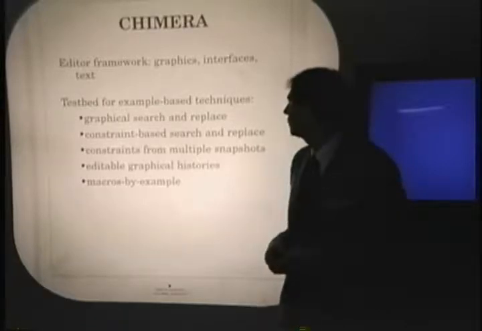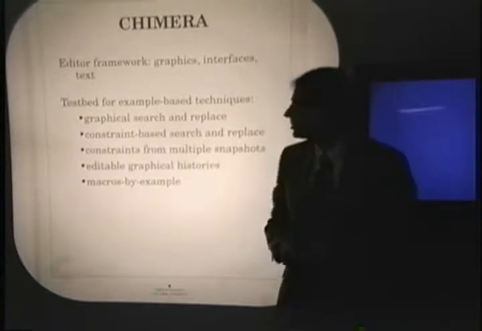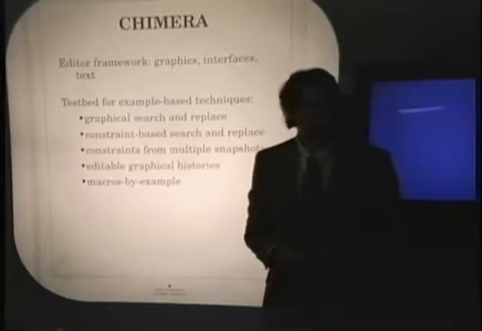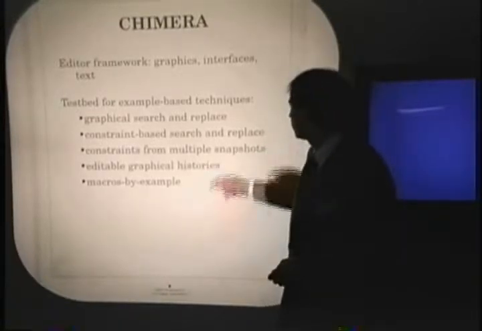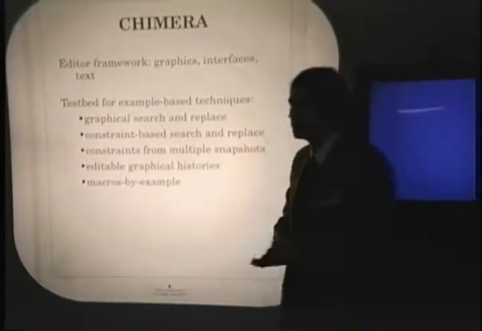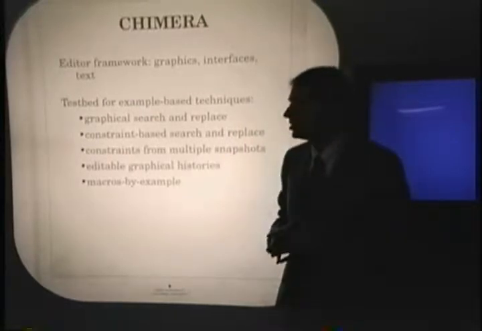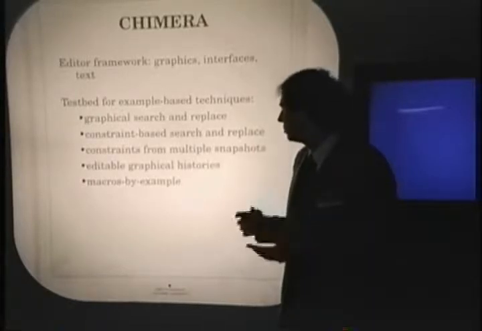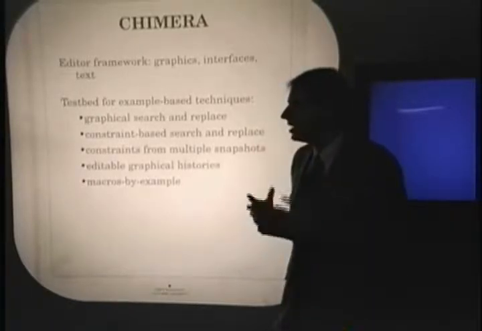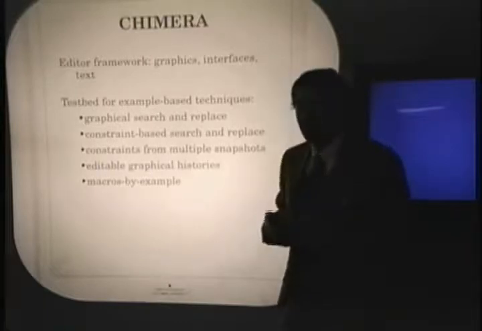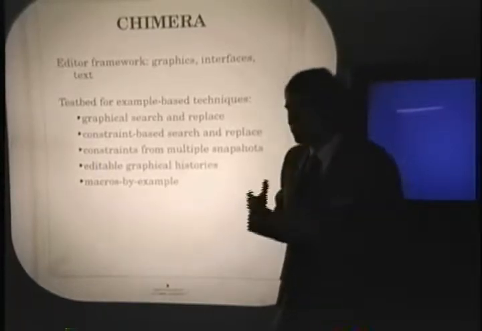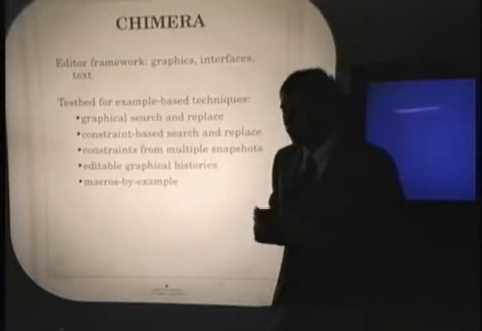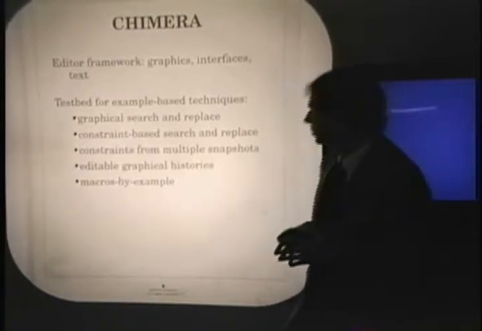of Chimera. Chimera is a testbed for 5 different example-based techniques: graphical search and replace, constraint-based search and replace, constraints for multiple snapshots, editable graphical histories, and macros by example. I'll talk to you about each of these techniques in sequence and show you videotapes of them in operation in the Chimera editor system. At the end, I'll discuss each of these techniques and mention how they interrelate, how all of these components form a greater whole than the individual parts.